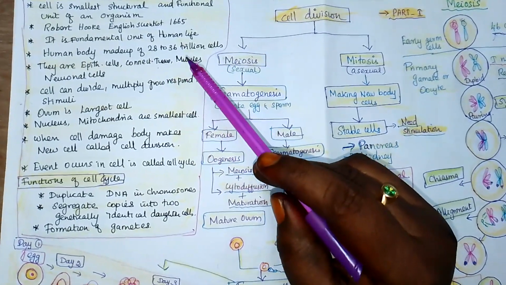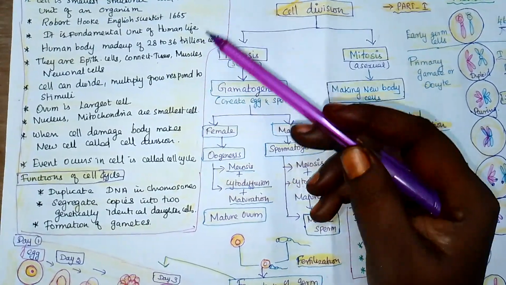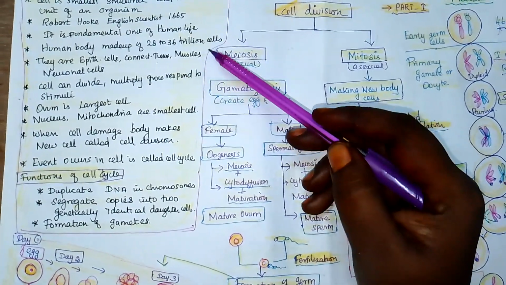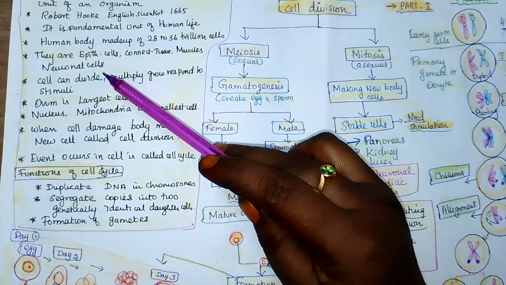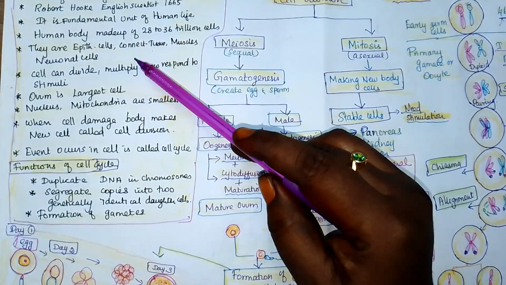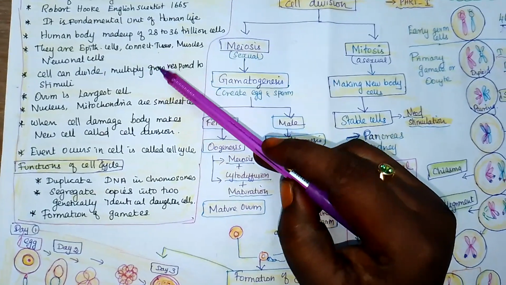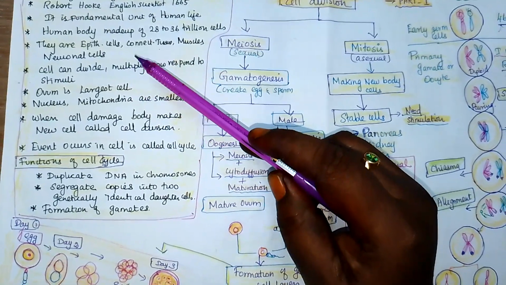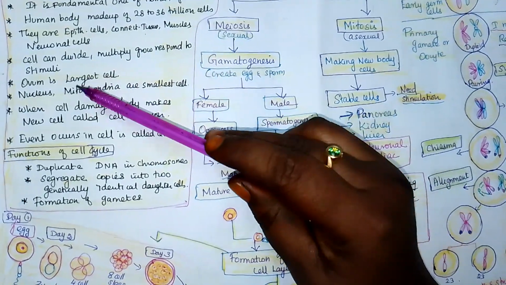The human body is made up of trillions of cells, nearly 28 to 36 trillion cells. What do these cells turn into? They turn into epithelial cells, connective tissues, muscles and neuronal cells. So the human body is made up of epithelial cells, connective tissue, muscle and neuronal cells. A cell can divide and multiply, grow, and respond to stimuli also.